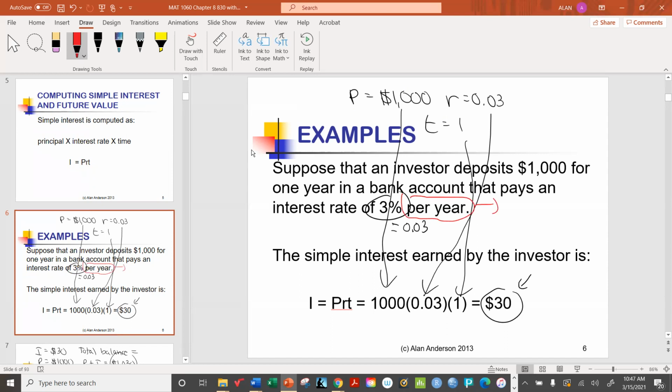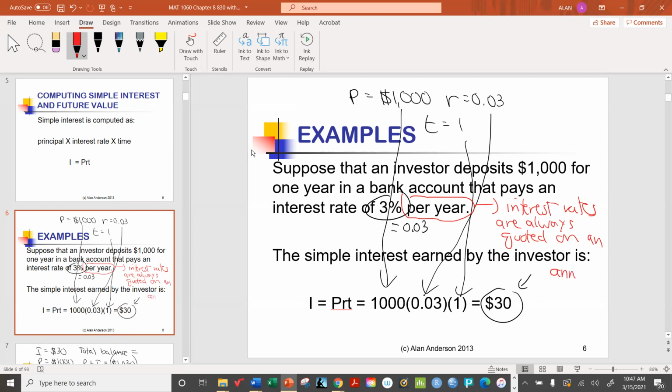Interest rates, I'm writing this in red because it's important. Interest rates are always quoted on an annual basis.